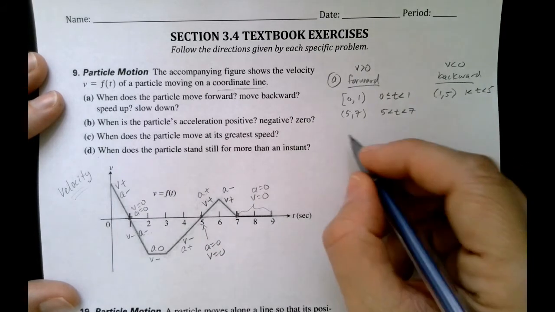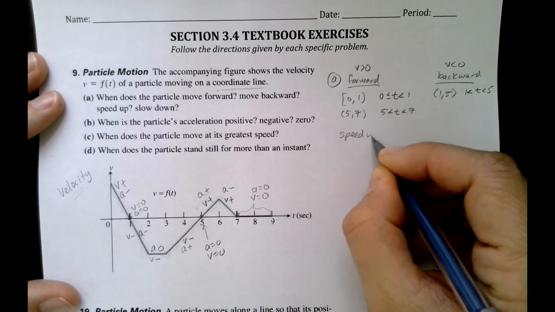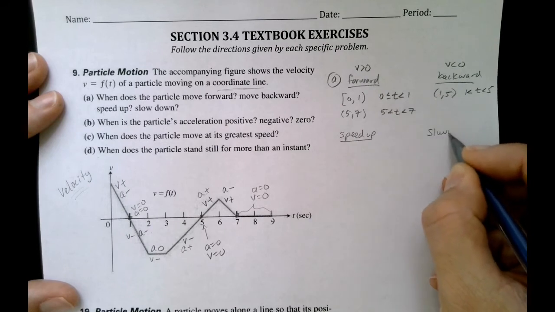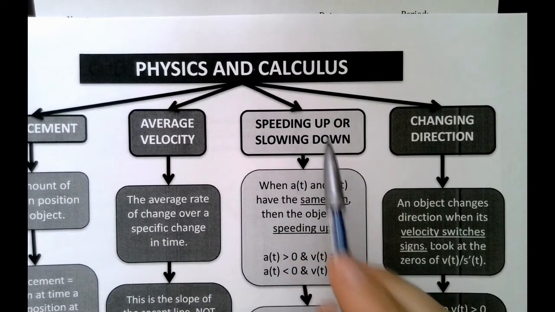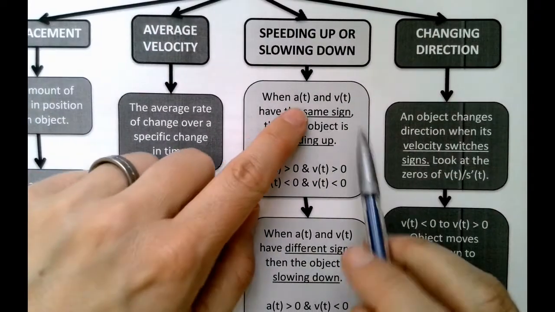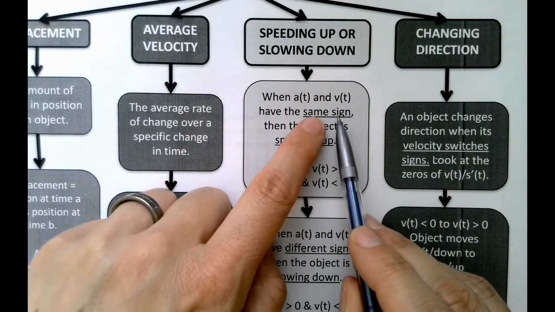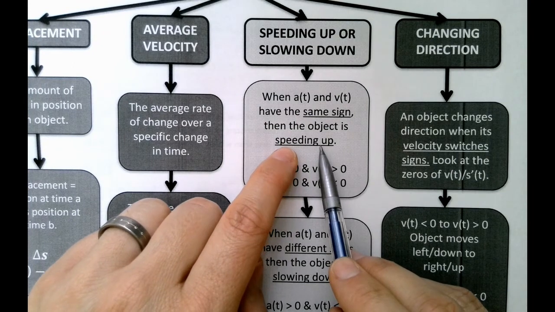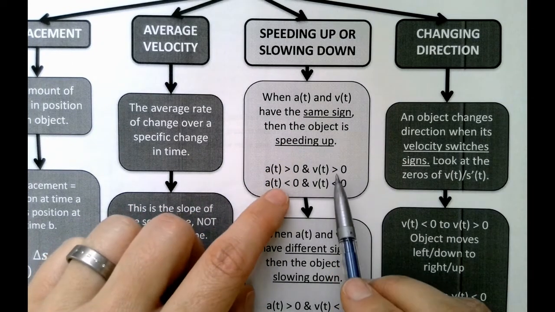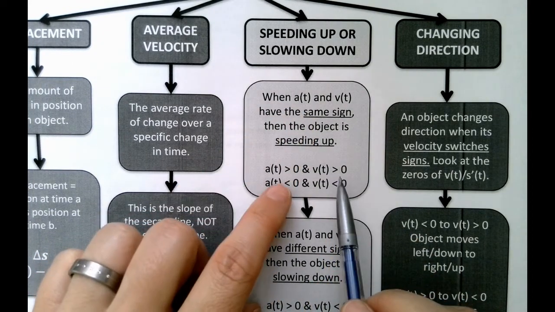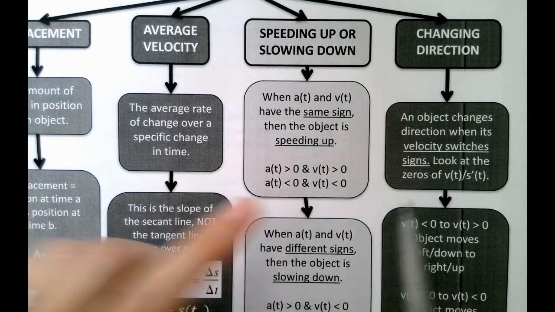Okay, so remember, speeding up or slowing down. When your acceleration and velocity have the same sign, the object will speed up. And it doesn't matter what the sign is. All we care about is, do they match? Are they both positive or are they both negative?